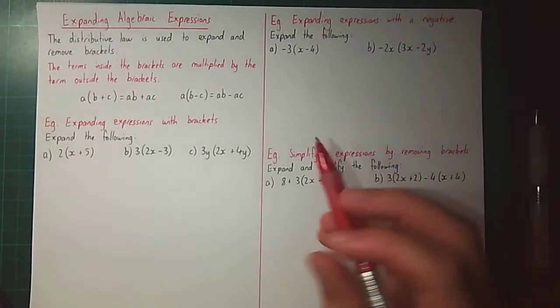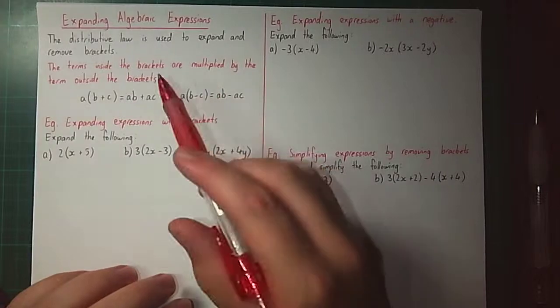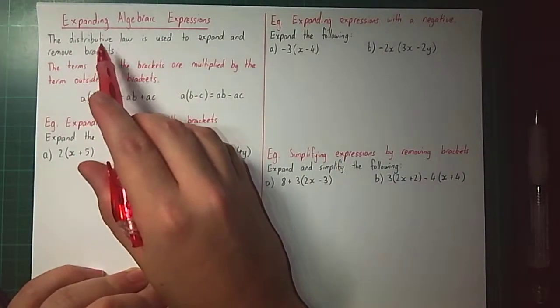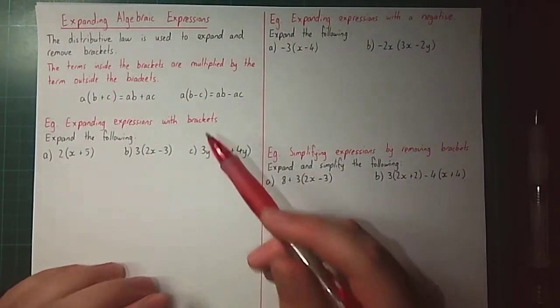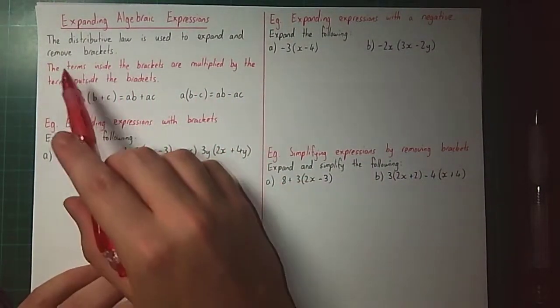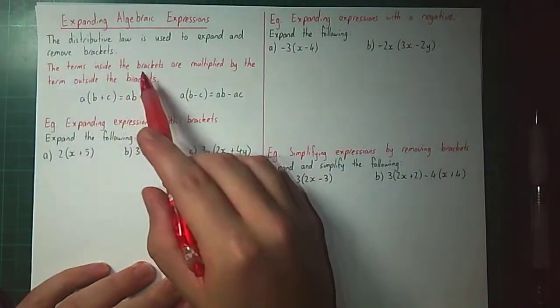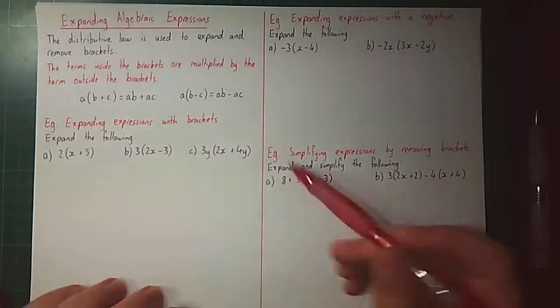In this video, we're going to be talking about expanding algebraic expressions. Now, when we're doing this, we're actually using a law called the Distributive Law, and that's used to expand and remove brackets of expressions. The idea is that the terms inside the brackets are multiplied by the term outside the brackets.